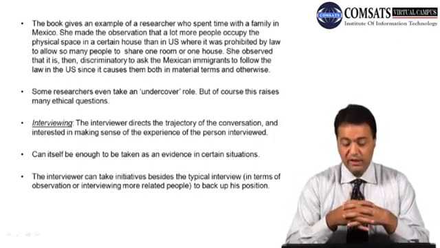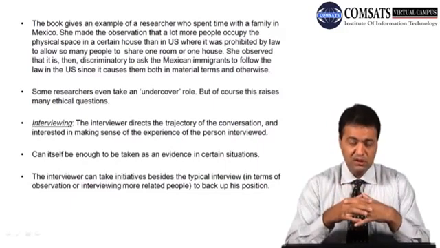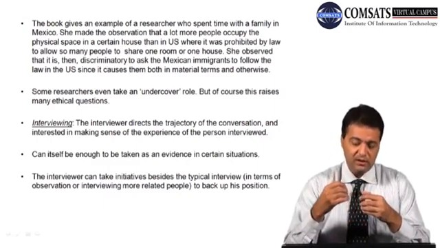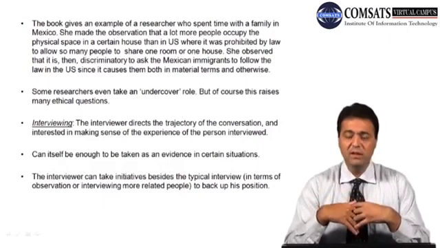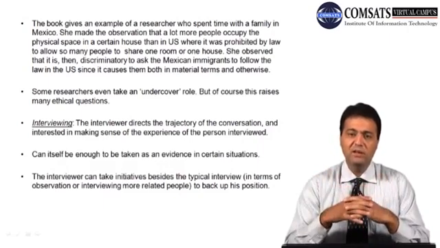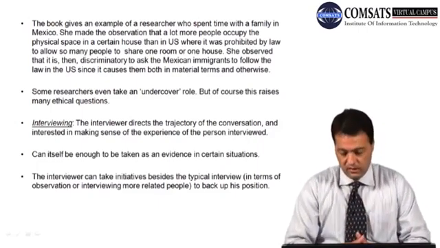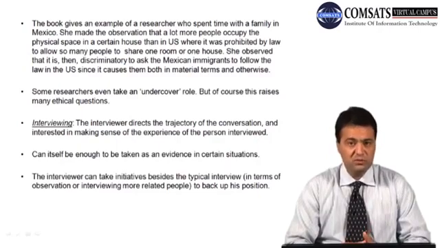Can an interview itself be enough to be taken as evidence in certain situations? Certain situations, कुछ हालात ऐसे होते हैं, कुछ जगह ऐसी होती है कि जहाँ पे सिर्फ इंटरव्यू जो होता है वो भी शवाहिद के तौर पे काफ़ी माना जाता है, उसमें और फिर एविडेंस की ज़रूरत नहीं होती. The interviewer can take initiatives besides the typical interview in terms of observation or interviewing more related people to back up his or her position.